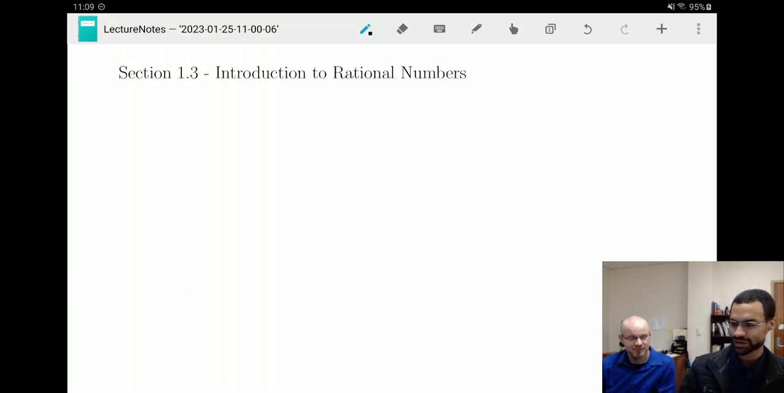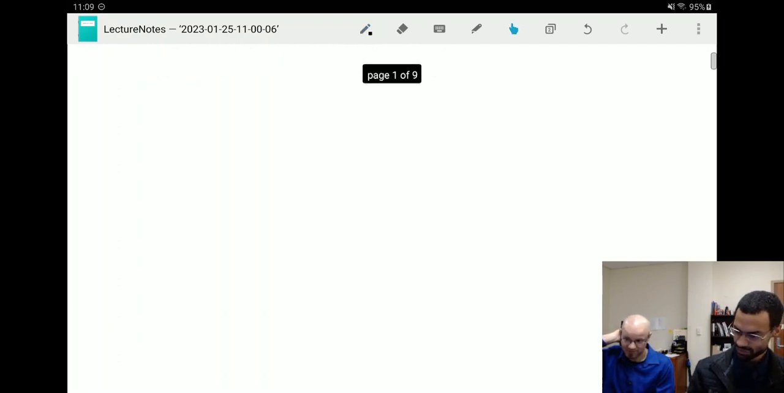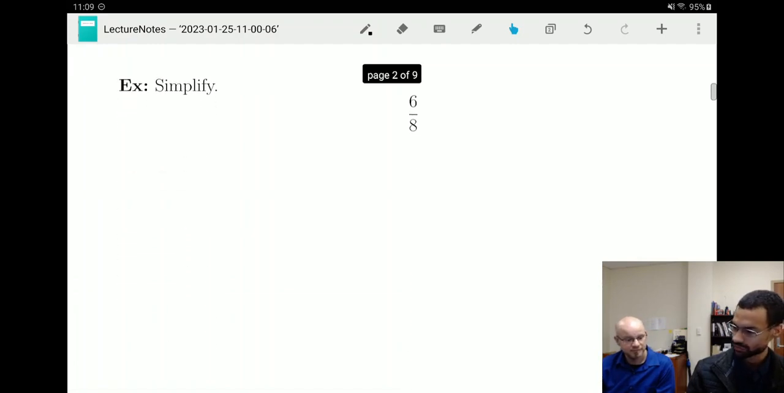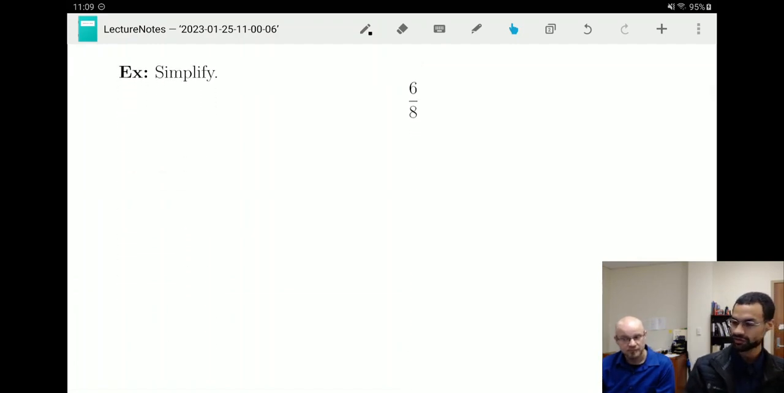Introduction to rational numbers. All right, we're in section 1.3 now. We're dealing with fractions, everyone's favorite topic. Yeah, I love fractions. Fractions are actually great. People tend to like decimals better, but I don't know why that is. Maybe after this, people will like fractions more.